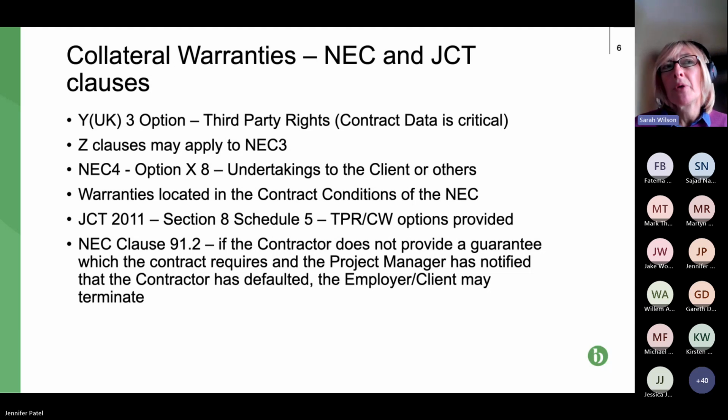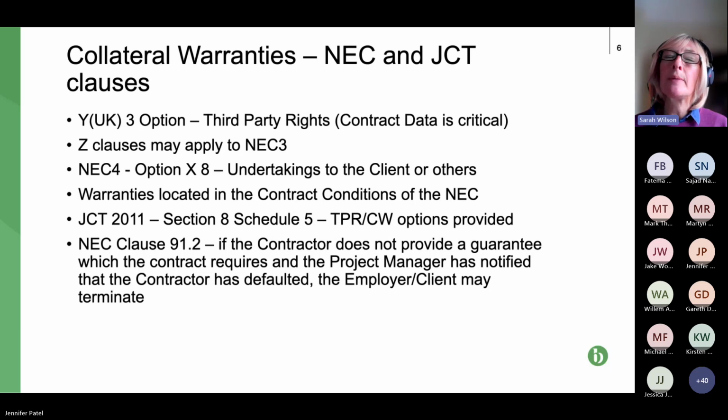So the third bullet point down shows us that NEC 4, and we talked about this last month, has a new option X8, which is called undertakings to clients and others. And I explained that's basically collateral warranties. So that is the provision in our engineering and construction contract for collateral warranties, albeit that it doesn't call it that. Now, in my experience, that might be used, but it will be amended, or it might be deleted and a whole new requirement for collateral warranties included as a Z clause.